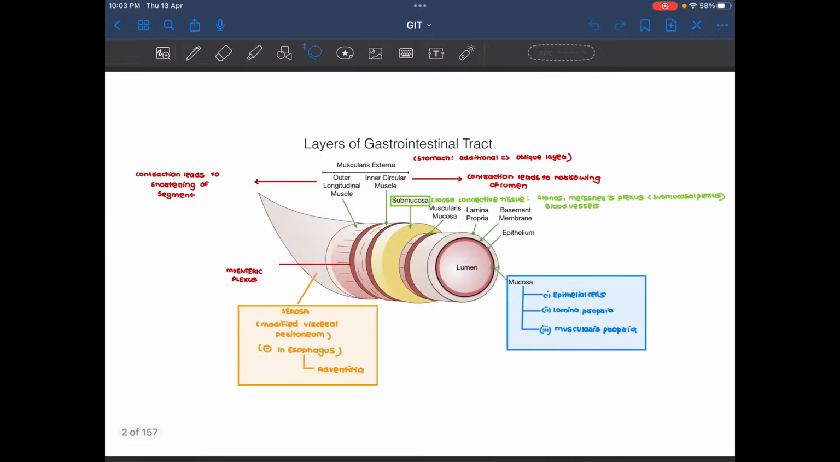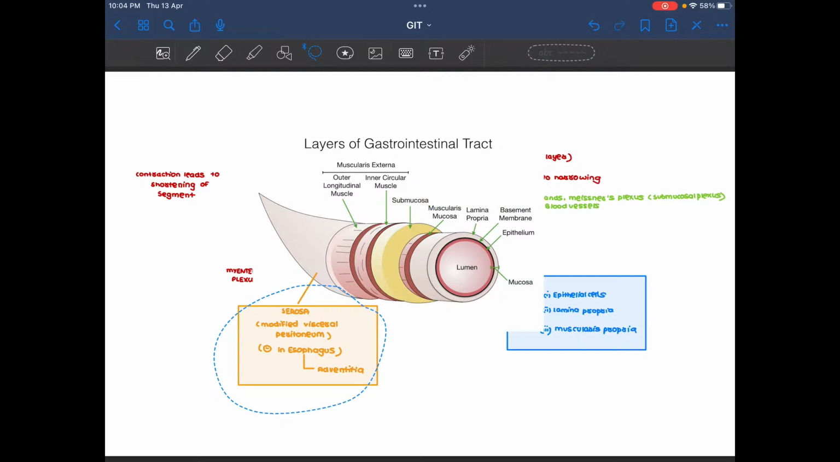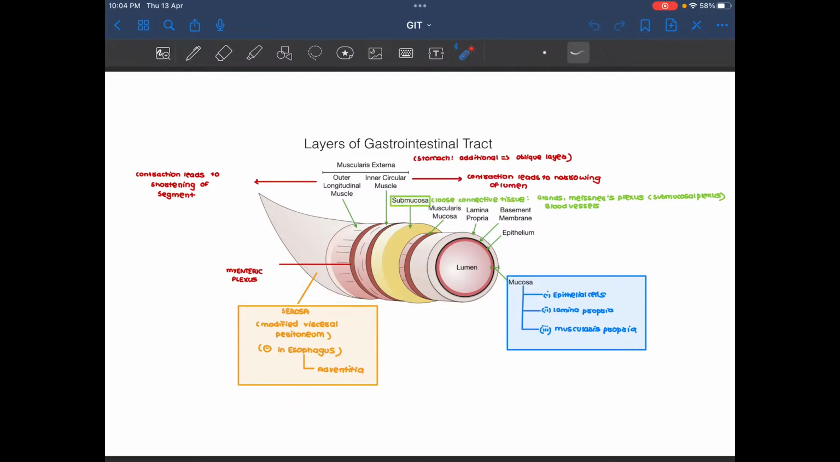So let me just begin by telling you something about the layers of the gastrointestinal system. As you all know, the outermost layer is known as the serosa, right? So this is the serosa that we have, and it is basically modified visceral peritoneum. Just remember for an MCQ that all of the GIT has the serosa except the esophagus. In the esophagus, we have something known as the adventitia.